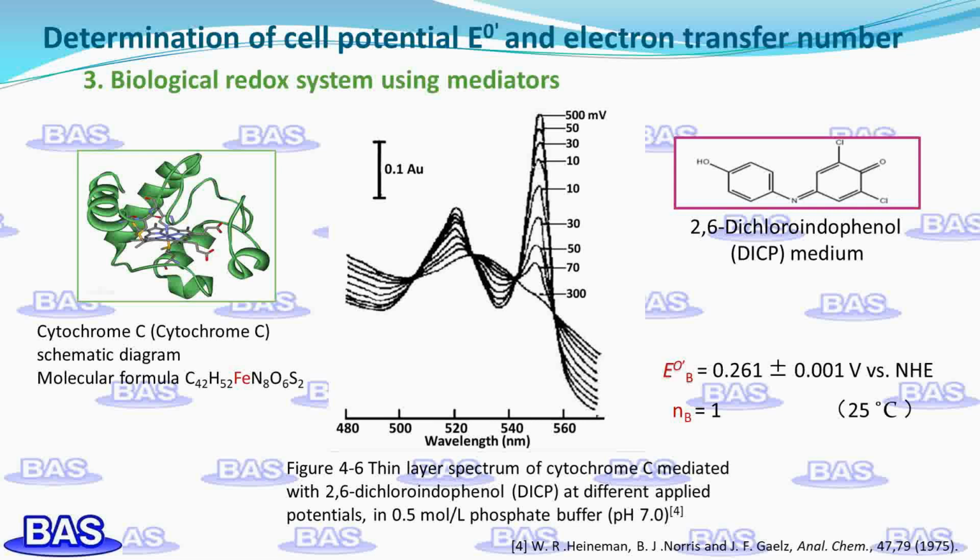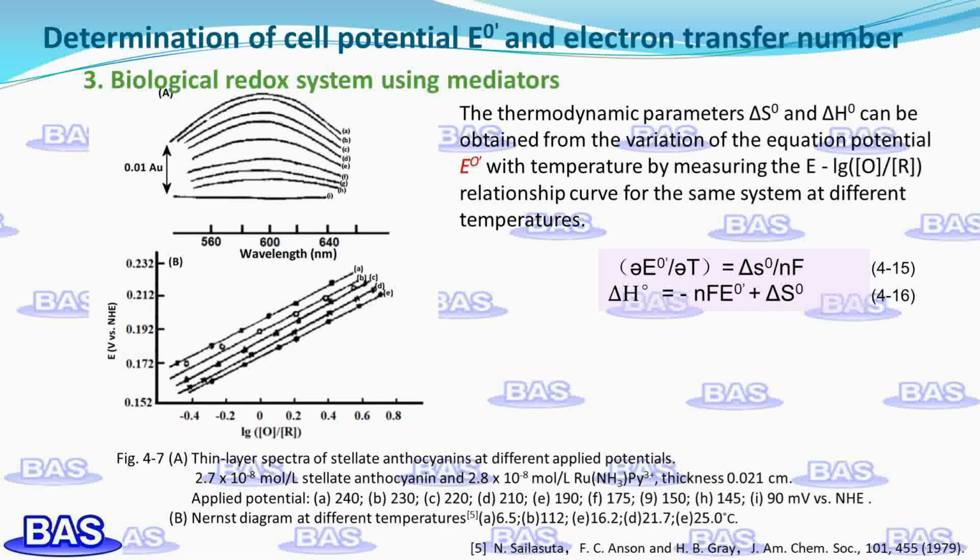The intercept and slope obtained from the Nernst plot of cytochrome c give E0 equals 0.261 plus or minus 0.001 volts versus normal hydrogen electrode and n equal to 1 at 25 degrees Celsius, respectively. Therefore, for the electrochemically irreversible biological redox system on the gold electrode, a very accurate formal potential of the biomolecule can be obtained. For some biological systems, it is very important to measure the cell potential to control the solution potential through the redox of the mediator and biological components.